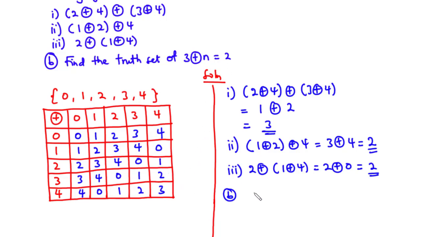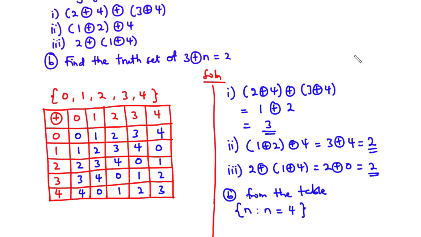Therefore, from the table, the truth set of this equation is n such that n is equal to 4. So for all these numbers, only n equal to 4 satisfies this equation.